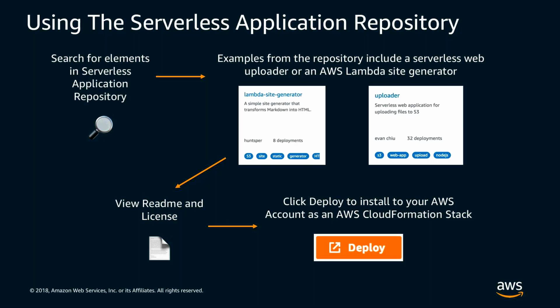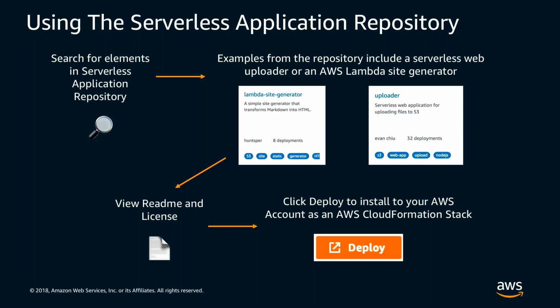You would then view the README and the license, decide whether or not that was what you wanted to install, and then you would go and click the orange deploy button for each application, and it would deploy to your AWS account as an AWS CloudFormation stack. Let's just show you that process.